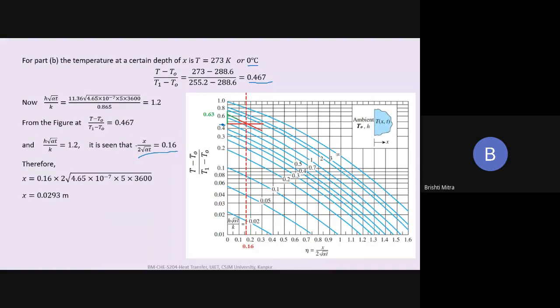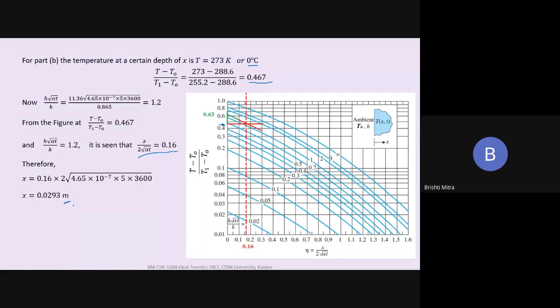So this is the value of x by 2 square root of alpha t. Now we need to know the value of x because we know all the other terms. So 0.16 is multiplied by 2 times square root of alpha t, with the time again equal to 5 hours written in terms of seconds. So this comes out to be equal to 0.0293 meters. It is up to this depth that the temperature goes to 0 degrees centigrade. Beyond that, the temperature will be above 0 degrees and will have some positive value in centigrade also. So this is how we can use this figure for a semi-infinite solid.